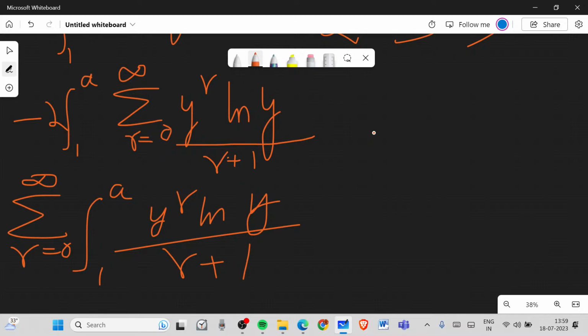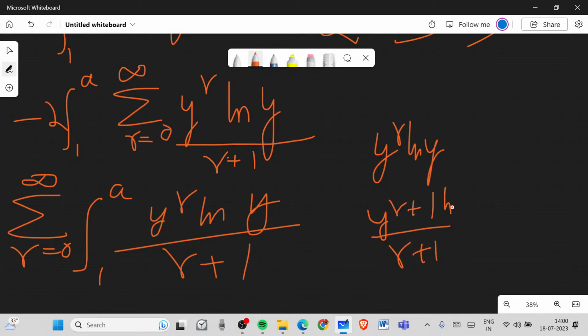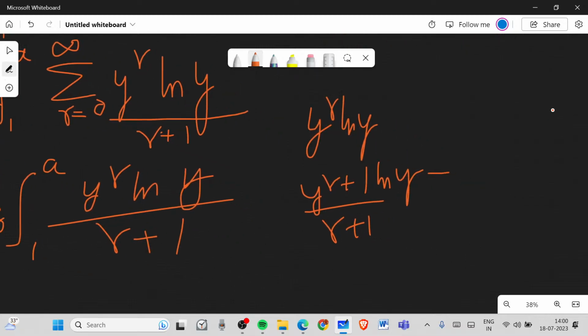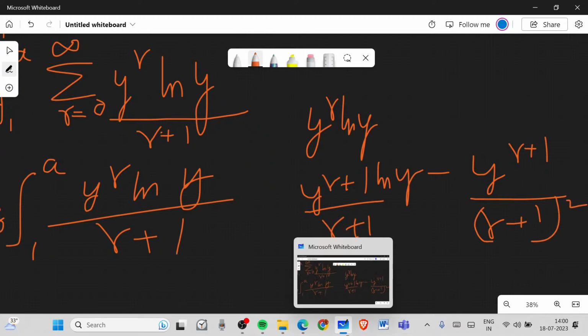What was the answer? Let's do it again. Two-step thing. We would be using by parts, integrating this, y to the r plus 1 by r plus 1, times ln y, minus the integral. Now you are understanding we are using by parts, I hope. If you are not understanding, please ask me in comments. I'm getting very few comments. It means that you people are understanding everything. That's great.